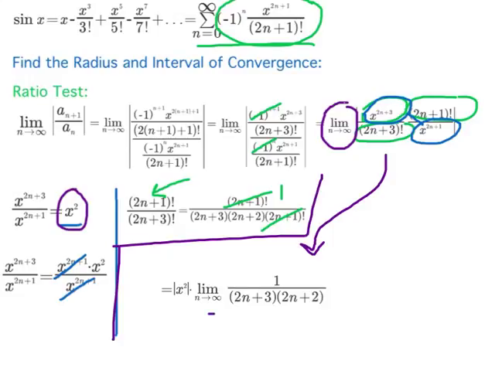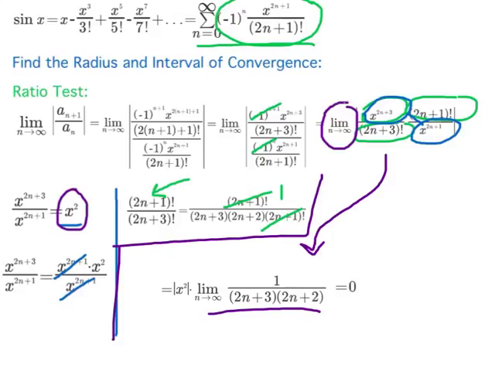Now, if you look at this part, if I take this limit, if I let n go towards infinity and I have 1 over 2n plus 3 times 2n plus 2, I'm going to get what? I'm going to get 0. And it doesn't matter what x is out front, this limit is always going to be 0. x has to represent a number. This limit is always, always, always going to be 0.